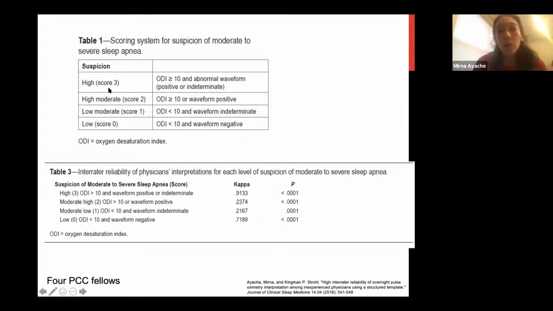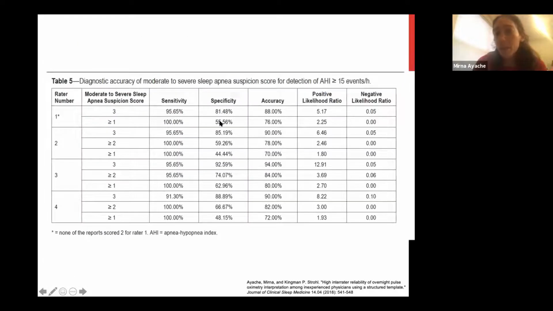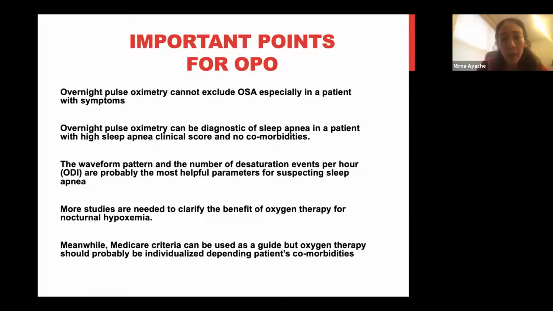If you want to say only those who really show OSA, I'm going to send them, then you can use a higher score. So here we have the different sensitivity and specificity for different scores, depending really on what you want to get out of the overnight pulse oximetry. But in general, the sensitivity and specificities were pretty good using that scoring method. So, just important points for the overnight pulse oximetry.